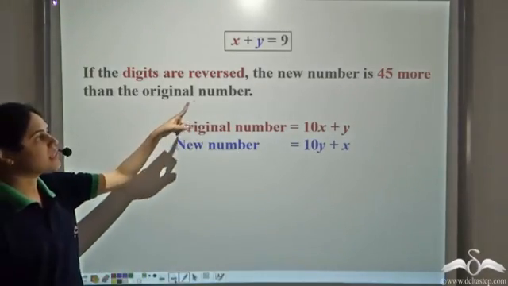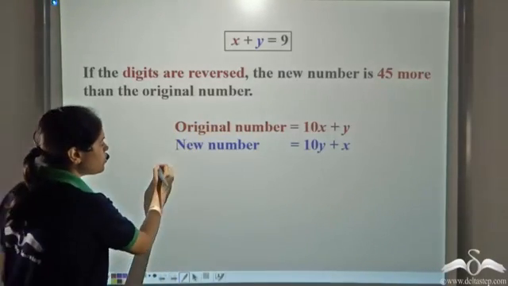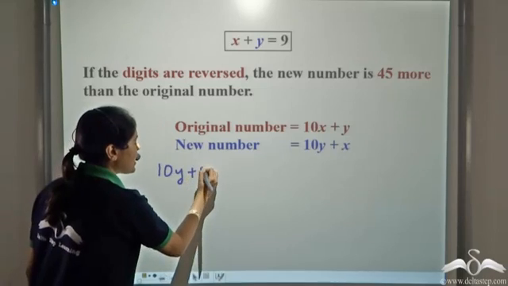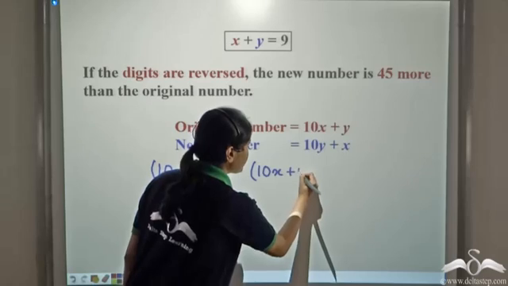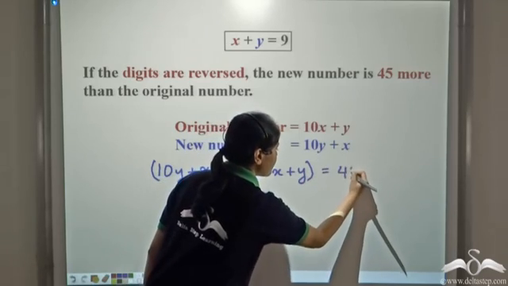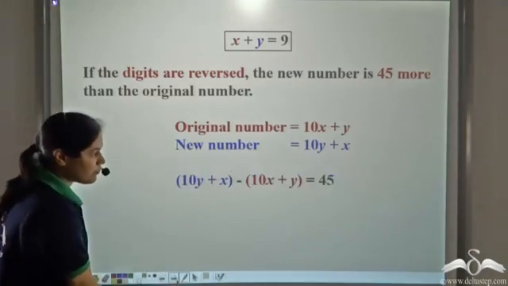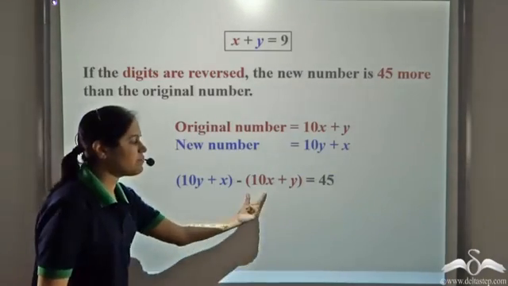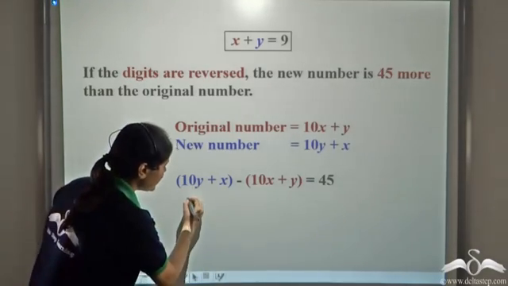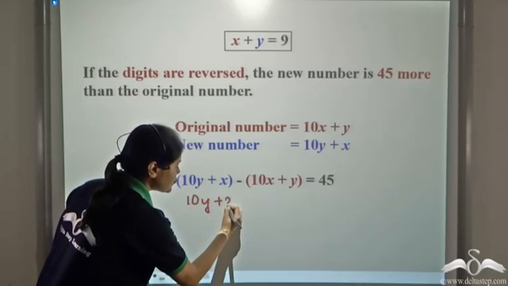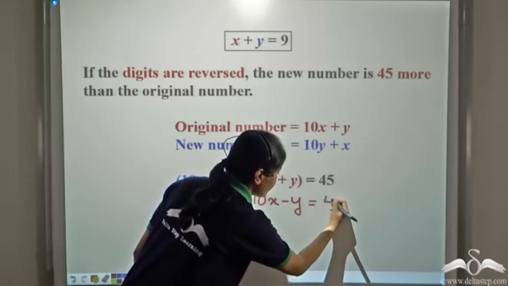Now the hint says that the new number is 45 more than the original number. So 10y plus x minus 10x plus y is equal to 45, because the new number is 45 more than the original number. This is what we have. Now we can simplify this. So let us simplify this. 10y plus x minus 10x minus y is equal to 45.